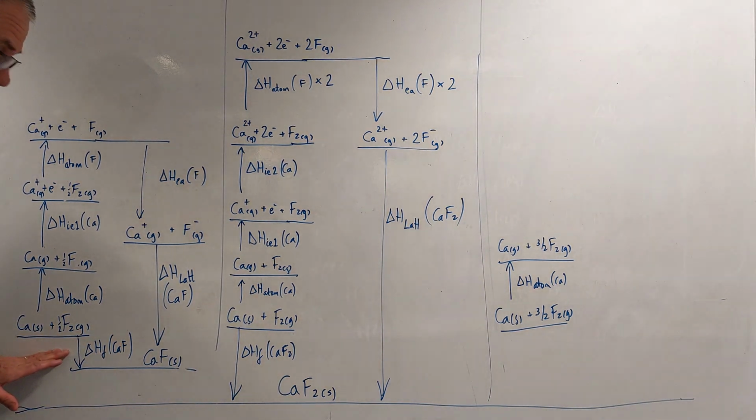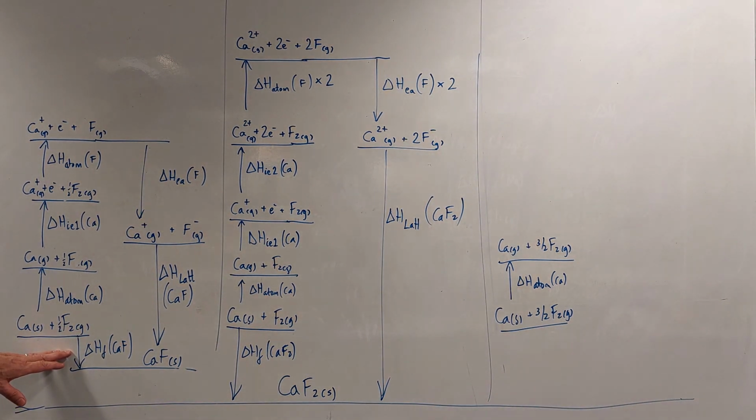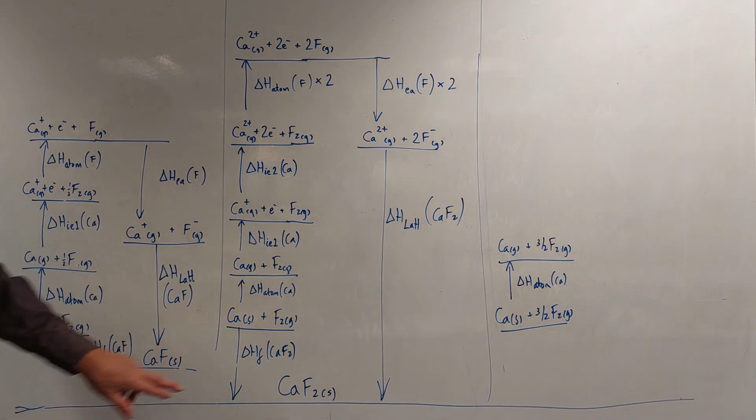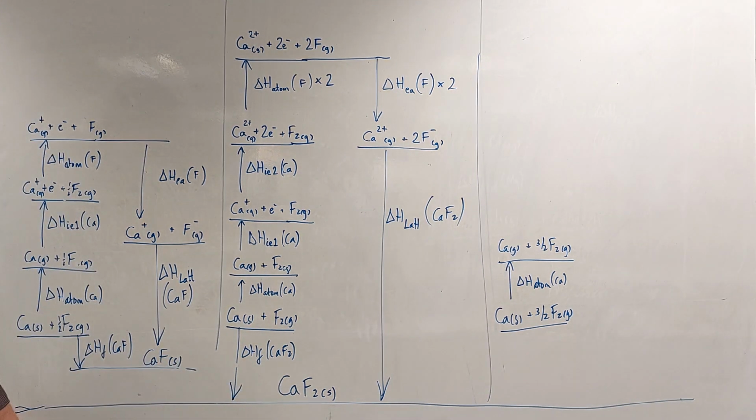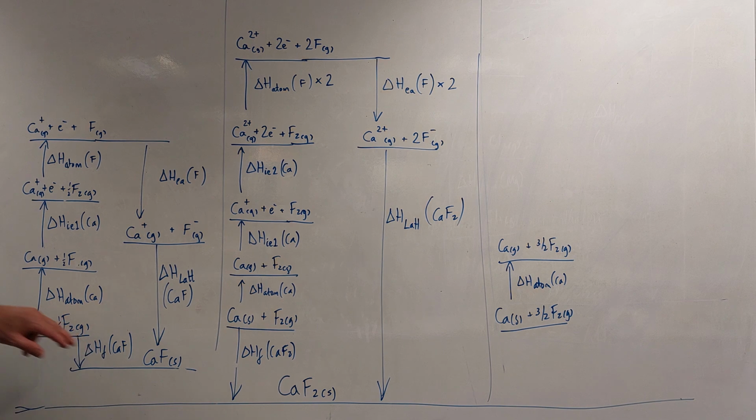Let's do the Born-Haber cycle for CaF. Well, okay, so we need calcium and half a fluorine molecule here to make CaF. Notice that the delta HF is not quite as big for CaF as it is for CaF₂. Of course, going up here, we still need atomization of calcium. We need the first ionization of calcium, but we don't need the second one because we're only making 1+ ions of calcium.